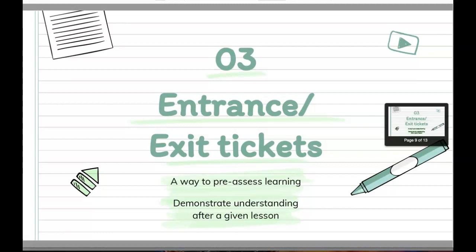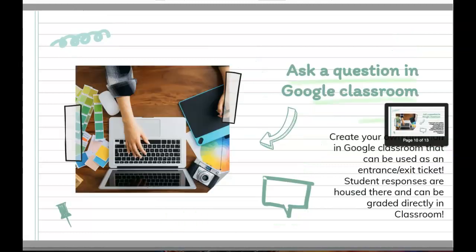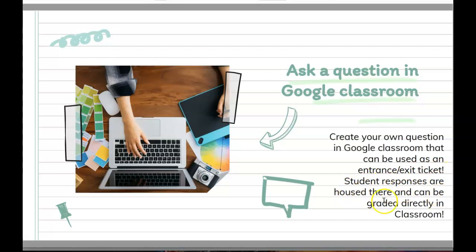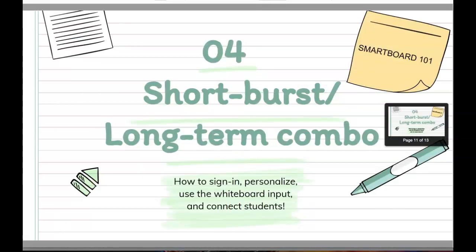Okay, entrance and exit tickets. Good. Okay, so you're showing them. Ask a question in Google Classroom. Create your own question if you use it as an entrance. Okay, you're going to host here. Oh, nice. Okay, so they're all collected there and then can be graded or checked off. Nice. So you're showing the activity and you're also introducing an idea that can enhance efficiency. Okay. Short burst, long-term combo.